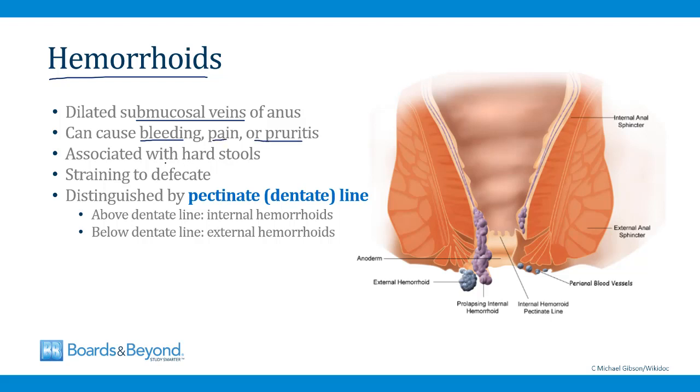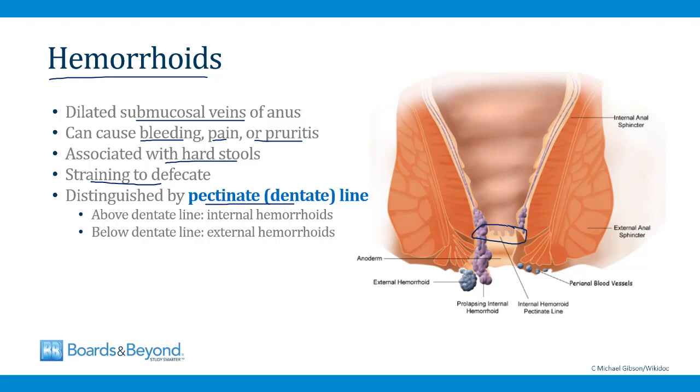They are highly associated with hard stools and straining to defecate. Patients who have difficulty passing stools and strain to defecate often dilate these submucosal veins, producing hemorrhoids. We break hemorrhoids into two subtypes based on their location relative to the pectinate or dentate line. Shown on the screen is a drawing of the anus, and there is a line in the anus called the pectinate or dentate line.